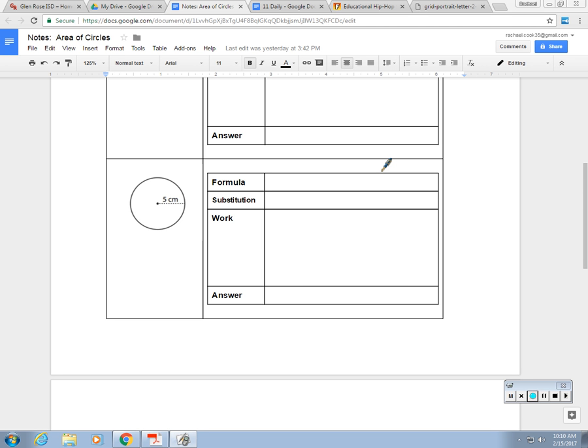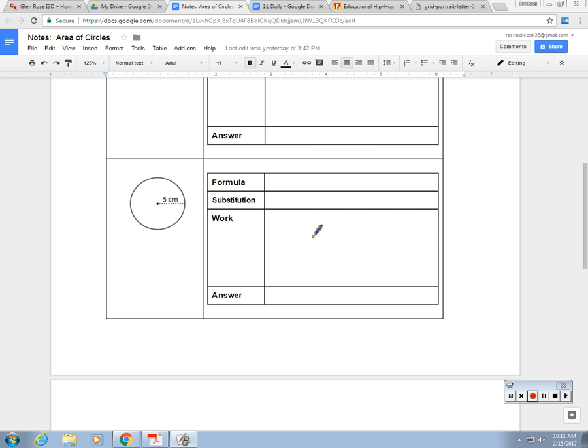Substitution line. A equals 3.14 times 5 to the second power. What is 5 to the second power equal? 25. Not 5 times 2, it's 5 times 5. And 5 times 5 gives you 25.